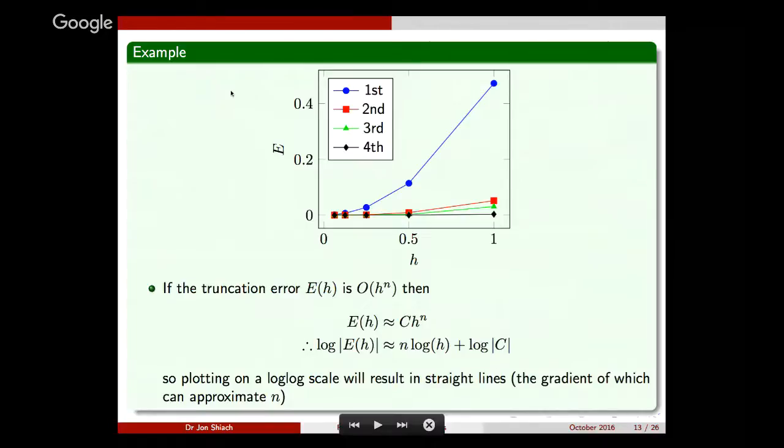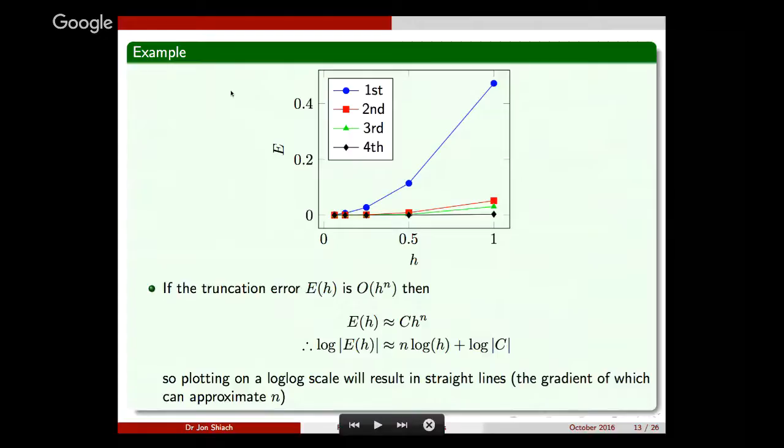If I take logs of both sides, I have a linear equation. It's y equals mx plus c, where n is the gradient. So if I calculate the slope of this line, after I've taken logarithms, I can calculate what my order of error was.